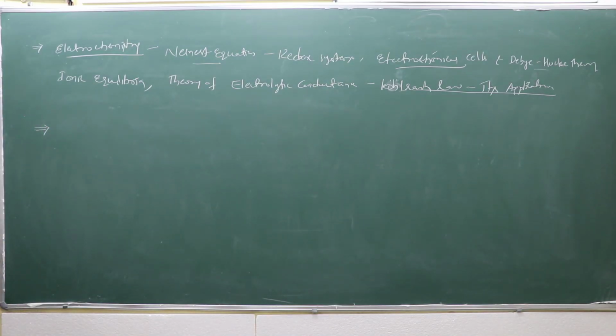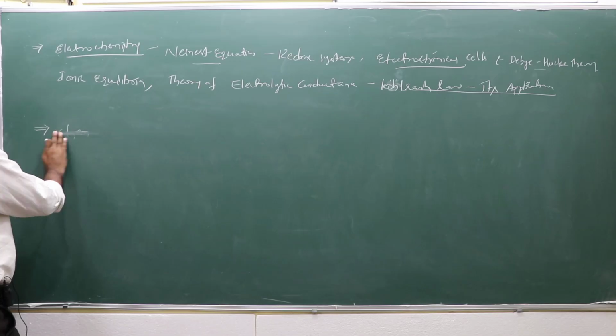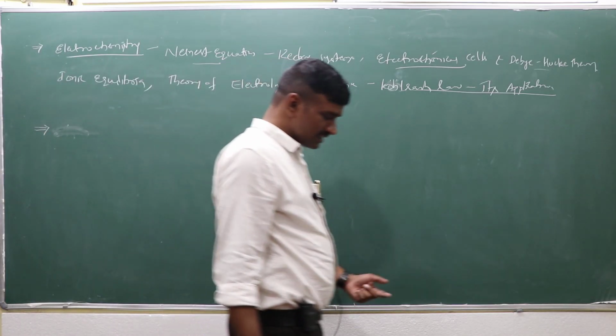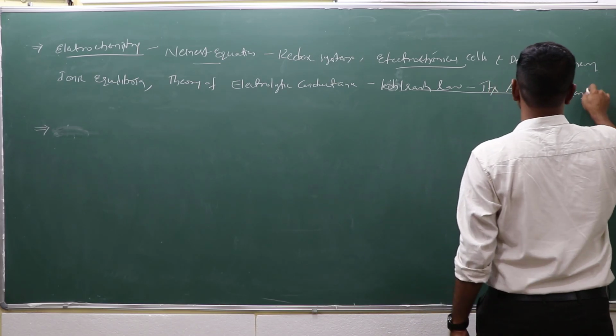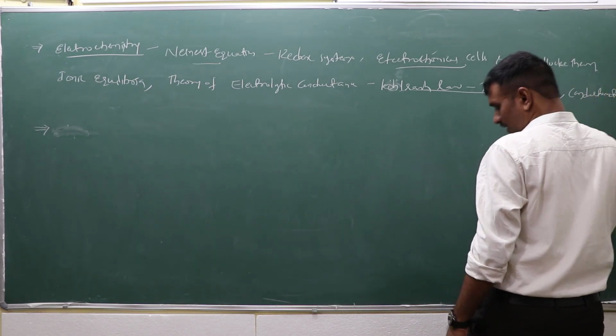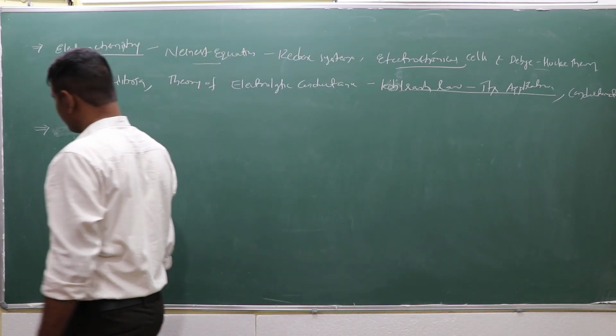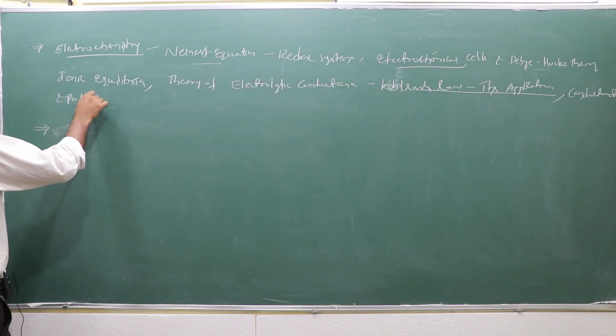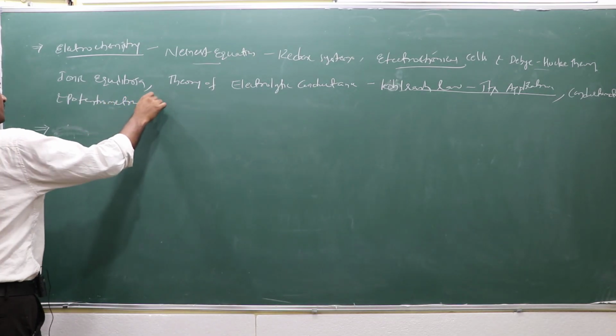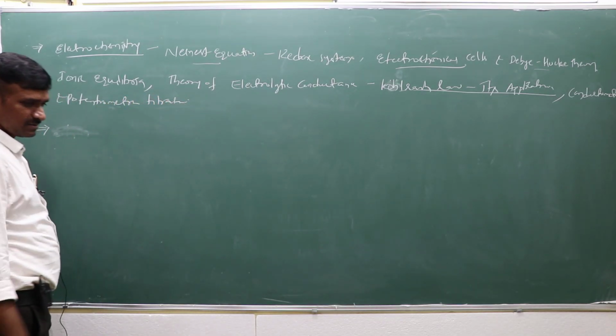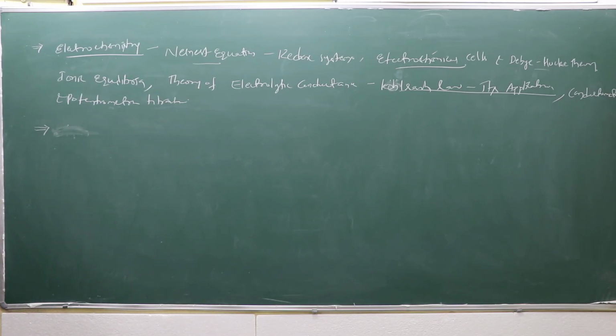Next, another unit which is mentioned in the syllabus is chemical kinetics. In this area, along with Kohlrausch law and its applications, conductometric and potentiometric titrations are also mentioned. Which one is the conductometric titration and which is the potentiometric titration? That is also covered in this area, particularly from the electrochemistry point of view.